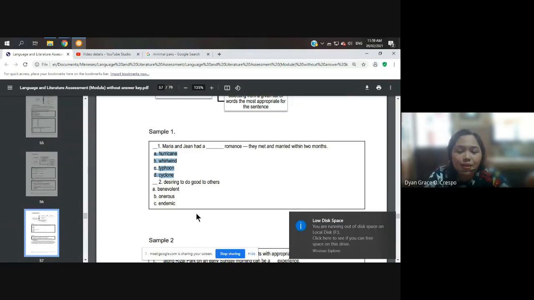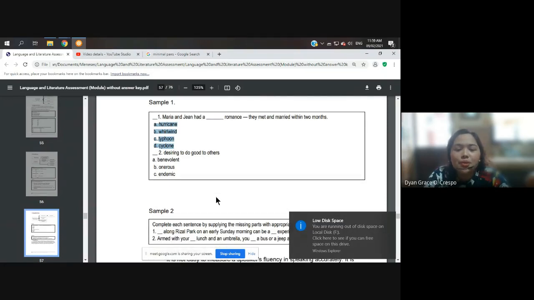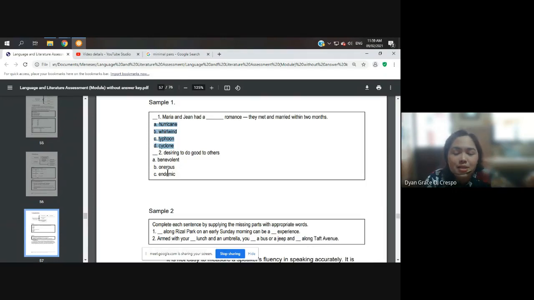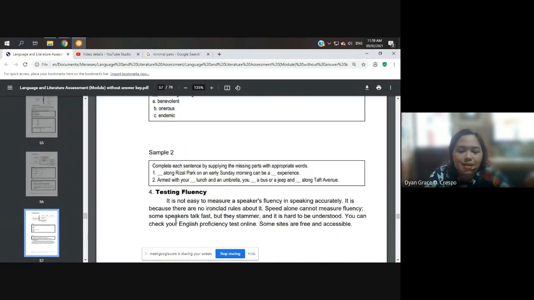Whirlwind ba? Typhoon ba? Cyclone? Another, desiring to do good to others. Actually, these three are somehow synonyms, but they are different. Okay, so we need to distinguish which is which. So those are some examples.